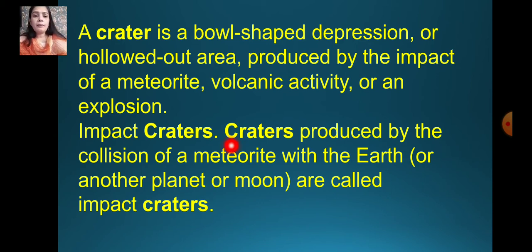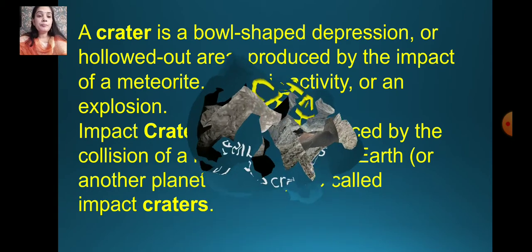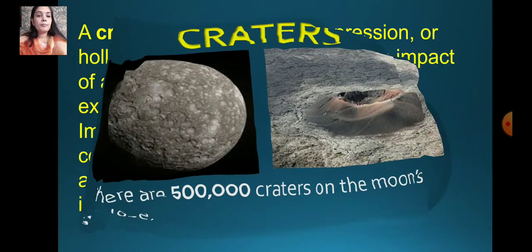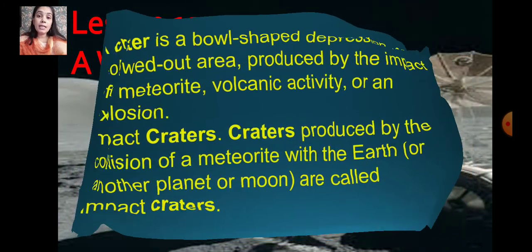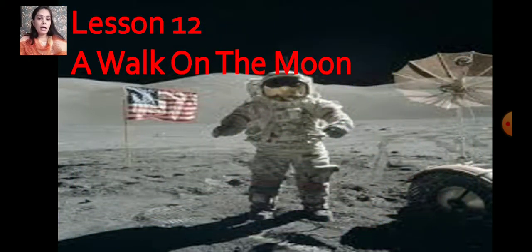So what are impact craters? Craters produced by the collision of a meteorite with the earth or another planet or moon are called impact craters. Craters are nothing but when there is something different happening in space. Sometimes meteorites fall, or sometimes there is a volcano, or sometimes there is an explosion. So there is a depression. There is an explosion when the craters are formed. Like that, there are 500 billion craters.